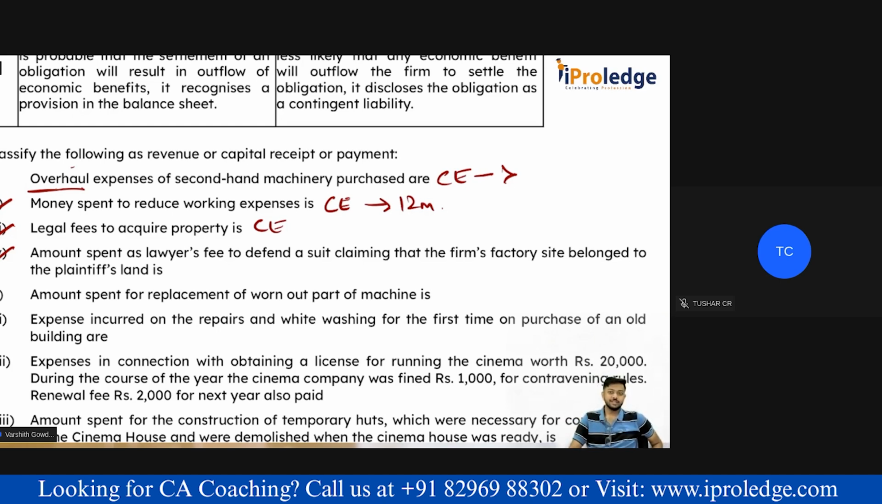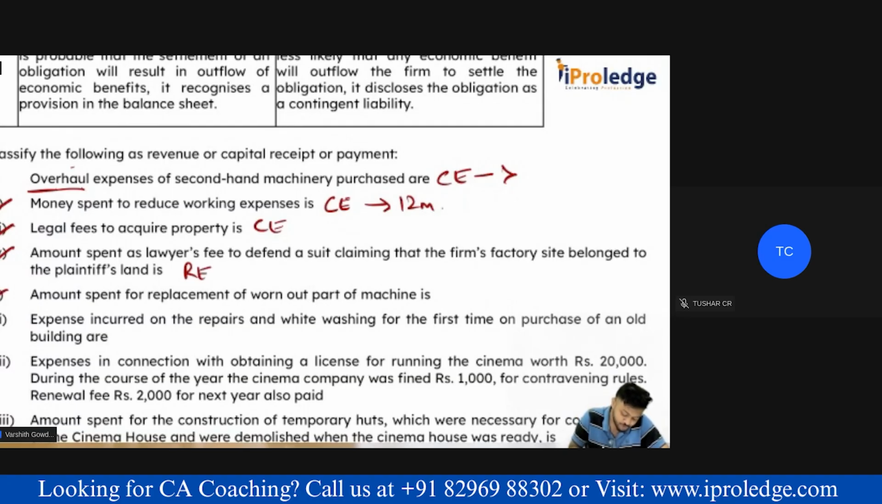Correct? So generally you are operating, and some guy suddenly has put a case. Now we have to defend it. Efficiency is not increasing or anything. So it's a normal expenditure that you are paying to defend the case. Is it directly attributable? No. Some guy simply put the case. So it's a revenue expenditure.